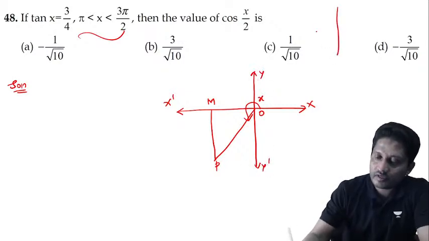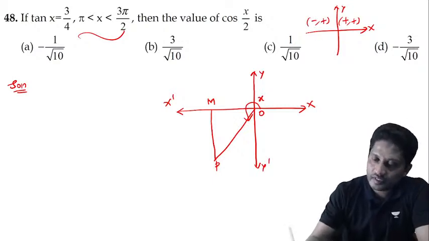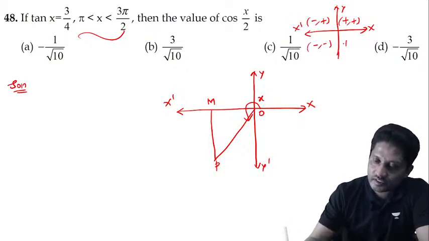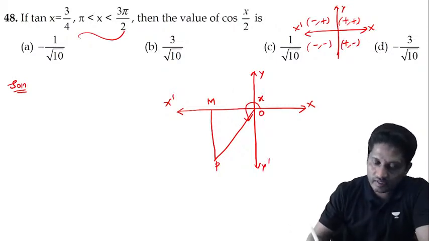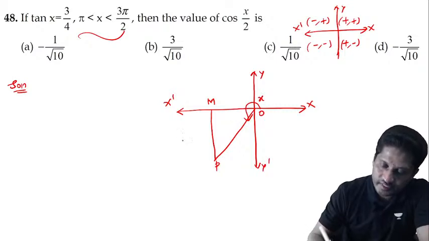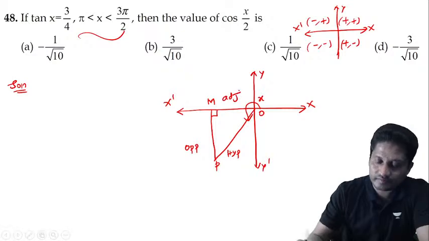If I take the first quadrant, this is plus plus, x is positive, y is positive. If I take the second quadrant, this is minus plus, x is negative, y is positive. If you take the third quadrant, this is minus minus, x is negative, y is negative. And if I take this, this is plus minus, x is positive, y is negative. Okay, since this is the third quadrant, tan is equal to, so this is the opposite side, right? Opposite to 90 is always hypotenuse. Opposite to the angle will be the opposite side. This is adjacent or base.